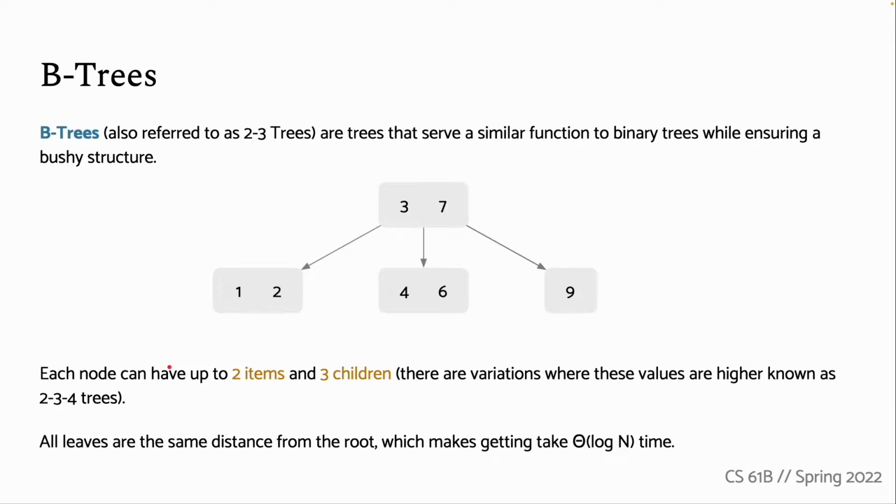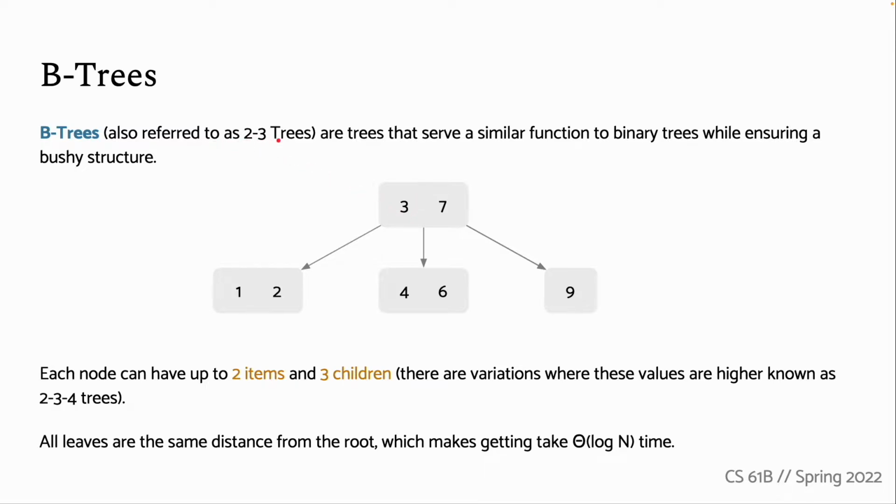So let's start with B trees. B trees, also referred to as 2-3 trees, which is one type of B tree, are trees that are similar to binary trees, except that they are auto-balancing so that you'll never have a spindly tree. Every leaf node in a B tree will always be the same distance from the root node. So you can see here that everything is exactly one away. Every leaf is exactly one away from our root, and this will always be the case for B trees.